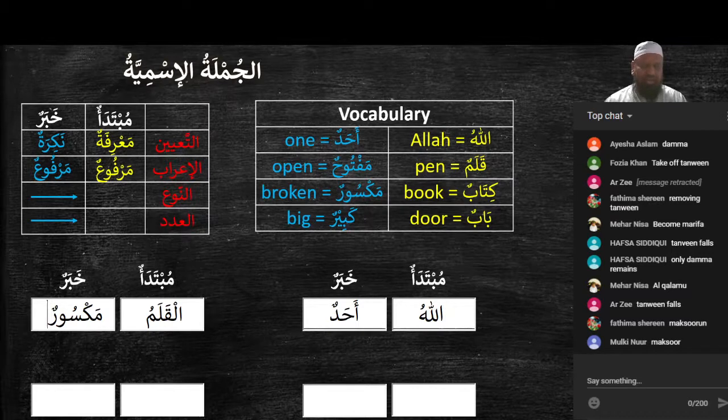Now we can read and say: القلم مكسور. Now we can translate. The pen is broken. The pen is broken.